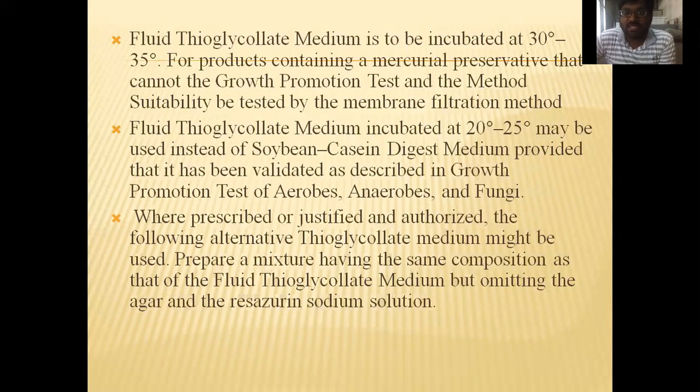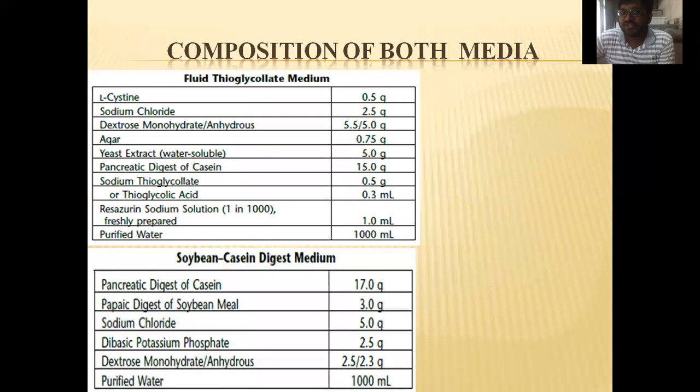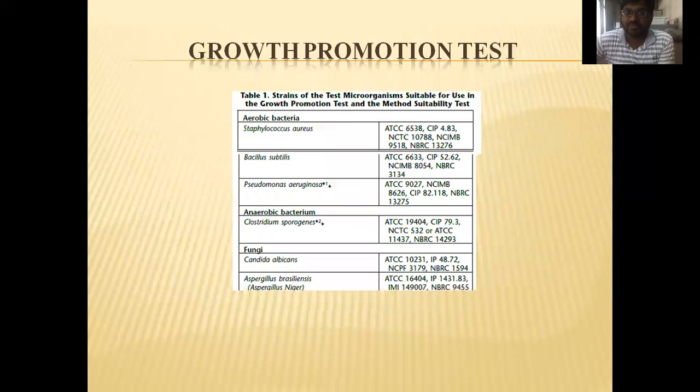Thioglycolate medium might be used, prepared as a mixture having the same composition as the fluid thioglycolate medium, but omitting the agar and the resazurin sodium solution. This is the composition of both media. You can see the fluid thioglycolate medium contains the resazurin sodium solution, and that creates a red color ring on the top of the media. Soybean casein digest medium is a simple medium, as I said earlier in water testing. So both these media are the heart of sterility testing.